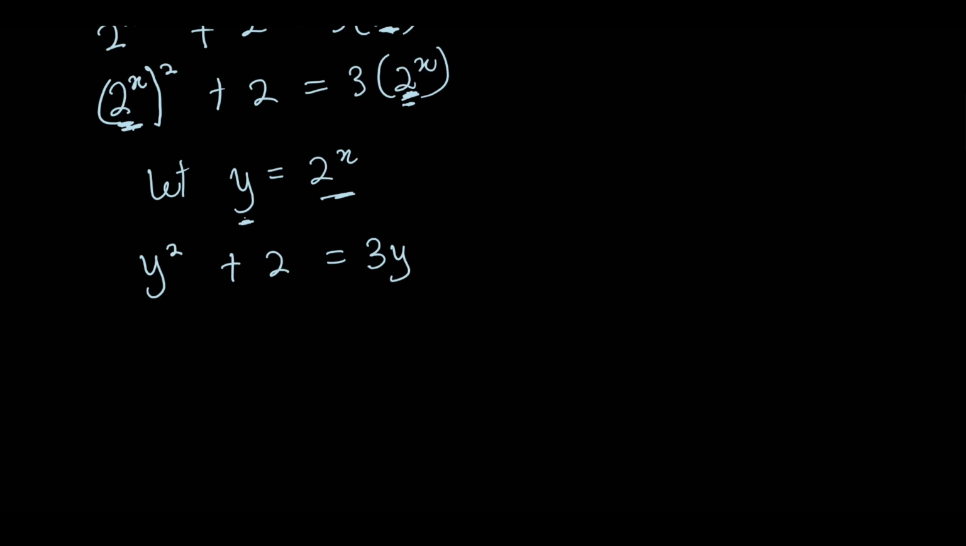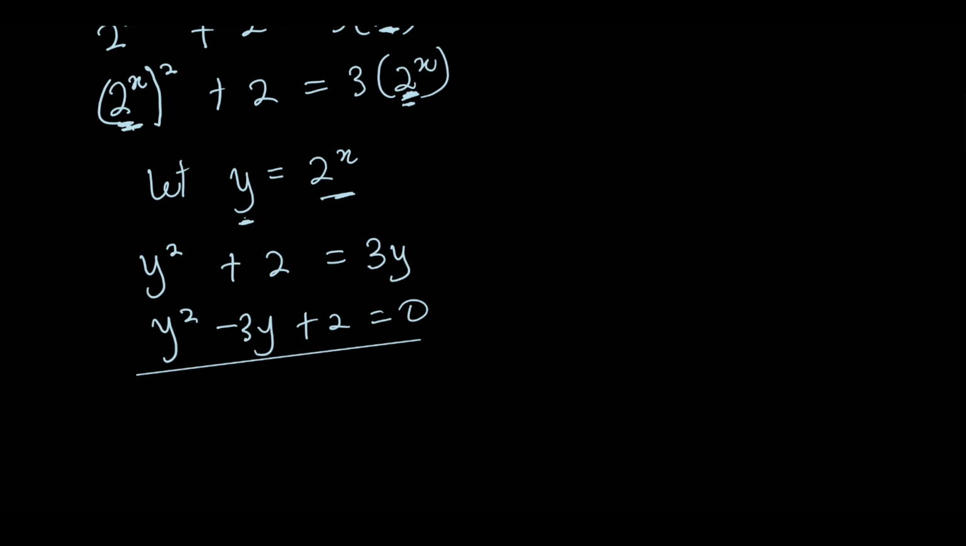You can see it's looking more like a quadratic equation. Very good. So now let's rewrite it in the right form of a quadratic equation. So we have y squared, then we subtract 3y from both sides. So quickly it's going to be y squared minus 3y plus 2 equals 0. So now we have to solve this quadratic equation.